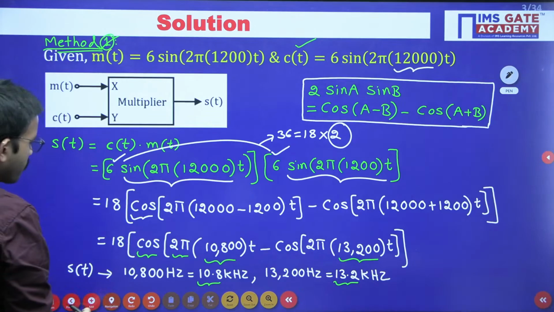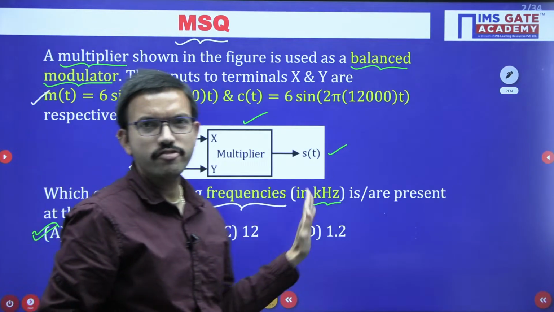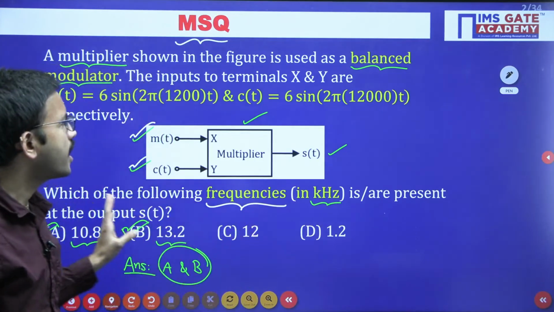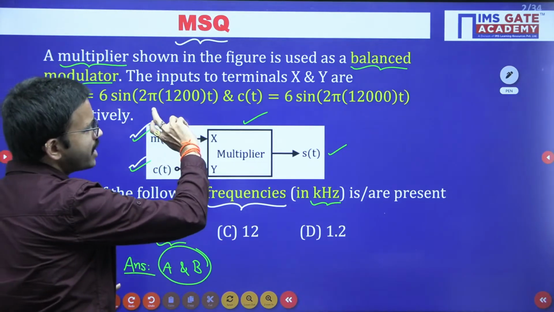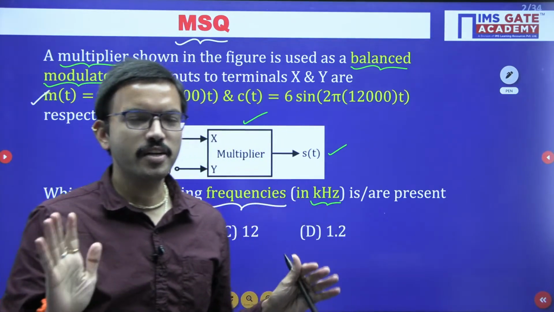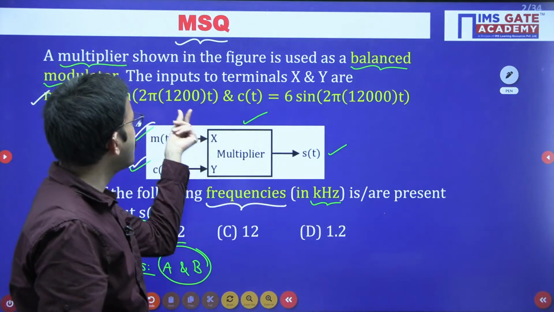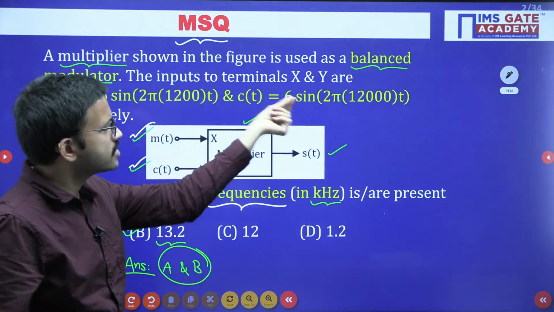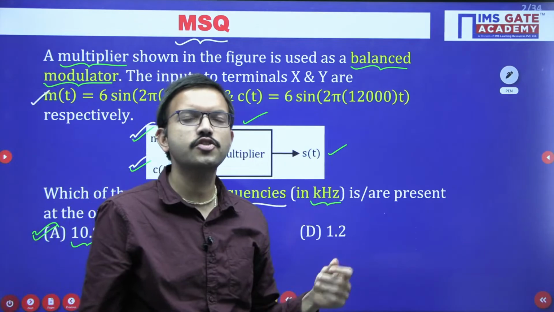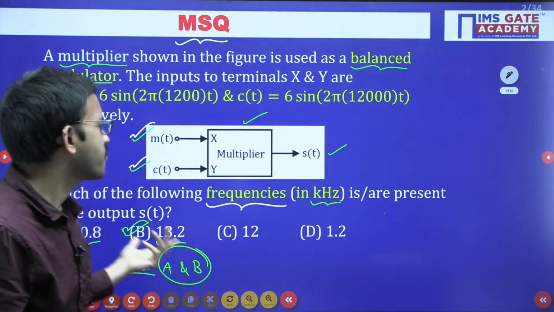Just tell me how much time is required for solving this question. It won't take much time, yes or no? Hardly. Whatever calculation is required, you can do it without using pen and paper, yes or no? You just have to observe the frequencies of both the signals, and just perform addition and subtraction, that's all, right?